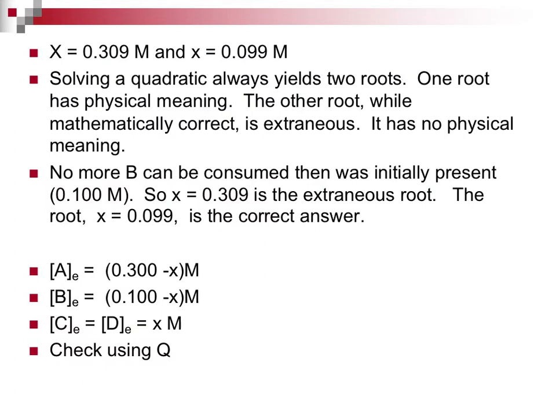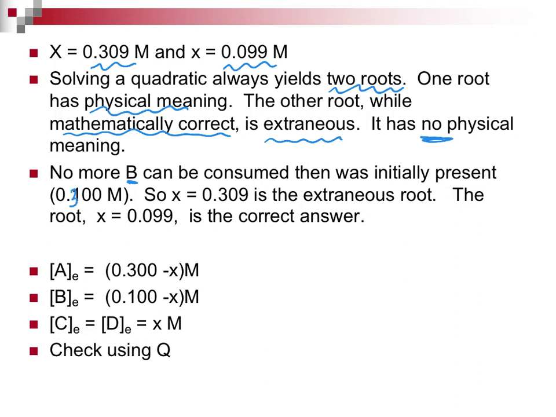So I wrote it down here again. Here we have our two different values. The quadratic always yields two roots. One root has a physical meaning. The other root is mathematically correct, but it's called extraneous. It has no physical meaning whatsoever. No more B can be consumed than was initially present. So x equals 0.309 is going to be an extraneous root.